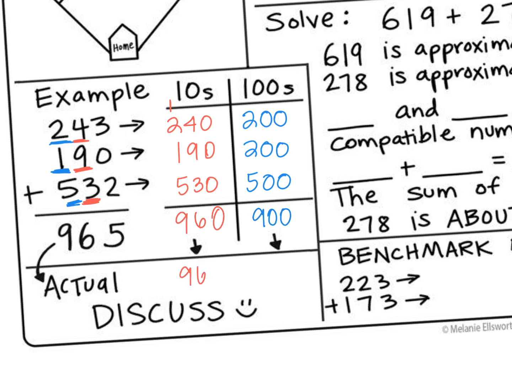Are all of these reasonable answers? Yes. Yes, they're all reasonable. Look at the answer that I originally had here. 965. Okay, which one is the closest estimate? 960, but did it take us a little bit longer? Yes, it did.